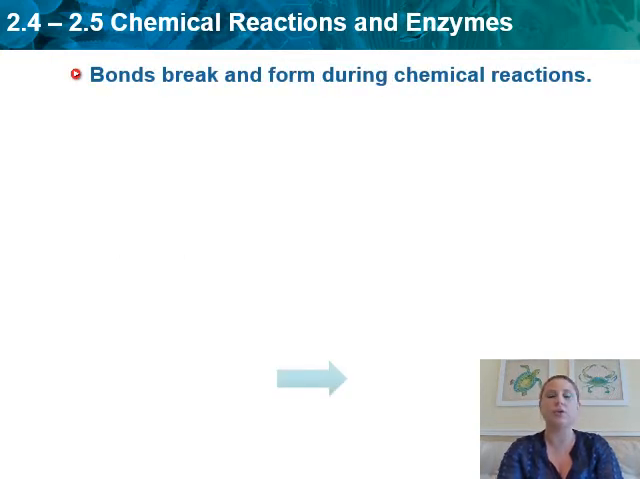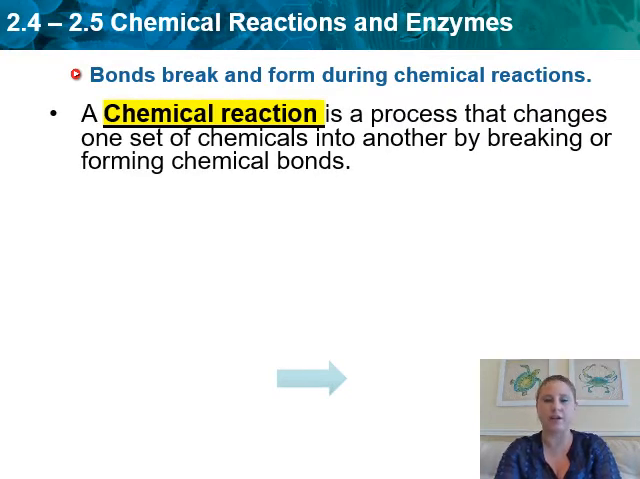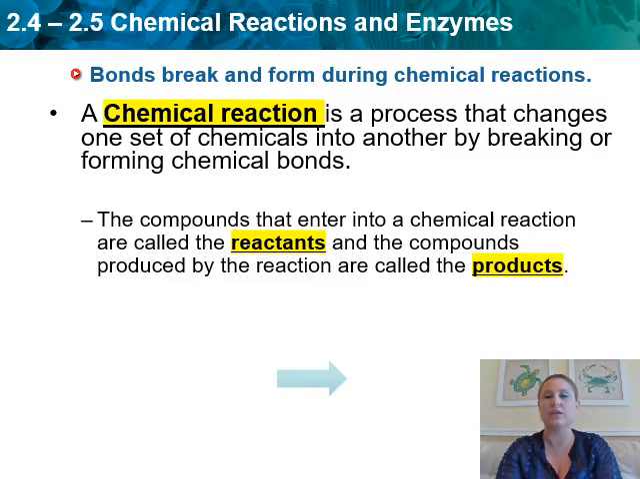All right, so if we start to talk about chemical reactions, a chemical reaction is a process that changes one set of chemicals into another set. It does this by either breaking or forming chemical bonds. So either we put two things together and they create something new, or we react something with it, or something breaks apart and turns into a different substance.